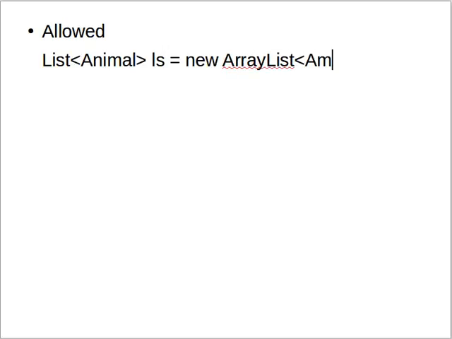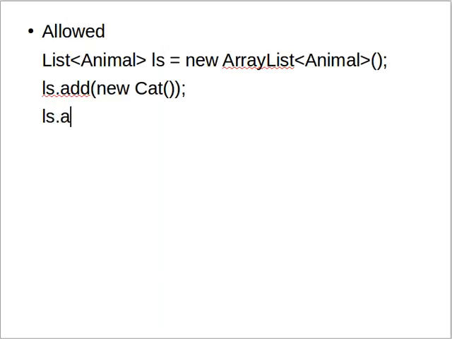Okay, now let's just see what is allowed and what is not allowed while using generics. So if I do something like this, say List of Animal ls equal to new ArrayList of Animal, which is allowed, then I just add to the list, ls.add. Say I add new Cat, and Cat is a subclass of Animal. Then I also add ls.add new Dog. Dog is again a subclass of Animal. So this is allowed, so this will work fine, and even this will work.